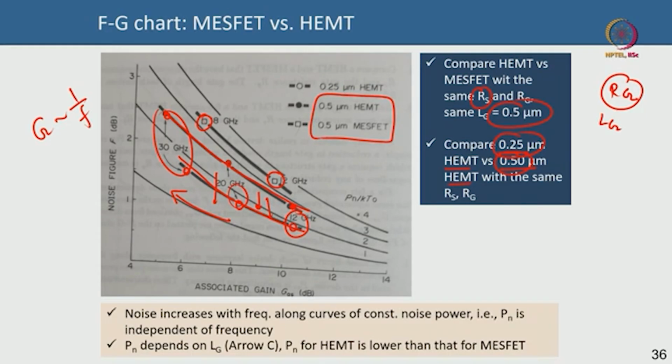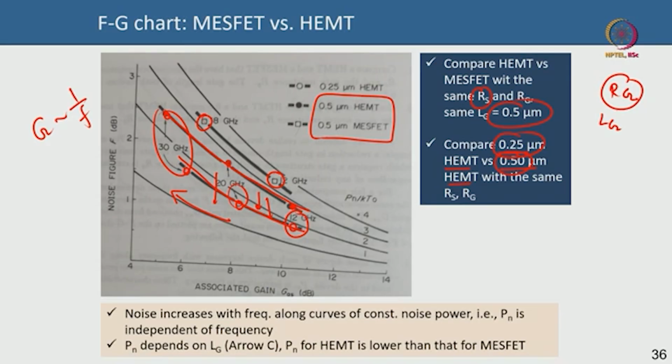You have a 2D electron gas, screening is better, mobility is better. So, gm is better. You have much better transconductance for a HEMT than for a MESFET. The channel velocity in a 2D electron gas is also higher than in a 3D, bulk kind of MESFET.